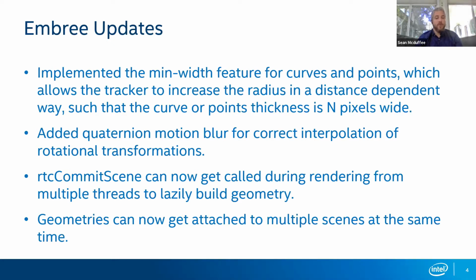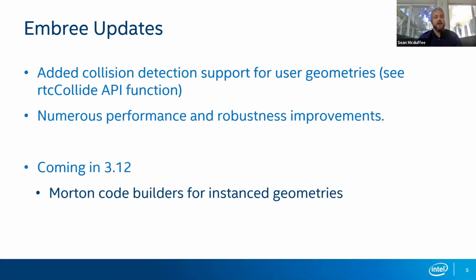Added quaternion motion blur. The rtcCommitScene function can now get called during rendering by multiple threads to lazily build geometry. This improves on the previous implementation we had. Geometries can also now get attached to multiple scenes at the same time. And we've added collision detection support. So now Embree supports broad-phase collision detection for user geometries. And there have been numerous performance and robustness improvements. And coming very soon in the next release will be more encode and refitting builders for instance geometry.